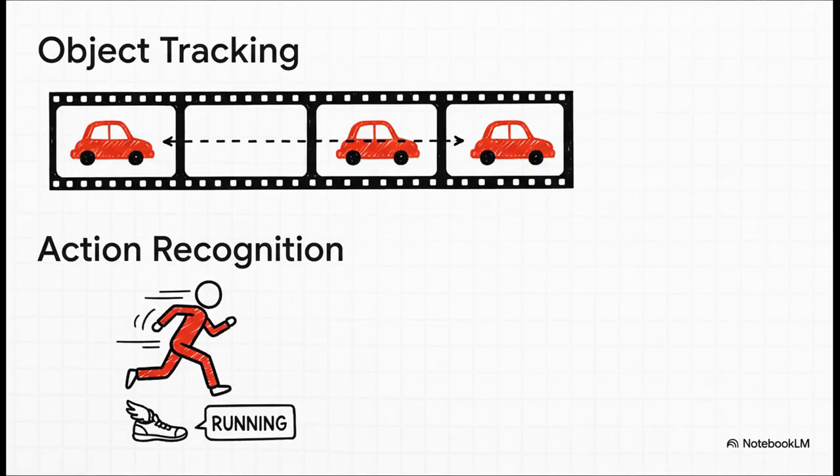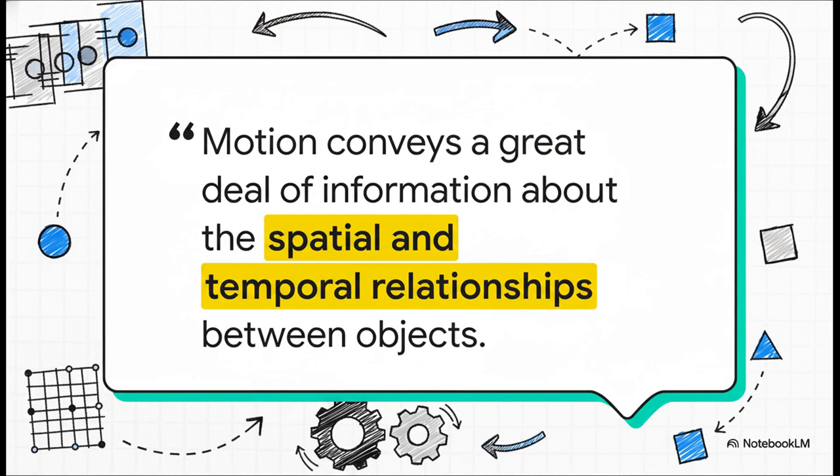But this is where it gets really powerful. By looking at these frames over time, the computer unlocks brand new abilities. It can do object tracking, like following a specific car as it drives down the road from one frame to the next. And it can even do action recognition, not just seeing that there's a person, but understanding that the person is walking or running or even dancing. And there's a great line from our source material that really nails it. It says that motion is what reveals the relationships between objects across both space and time, which gives the computer a much, much richer understanding of what's happening.